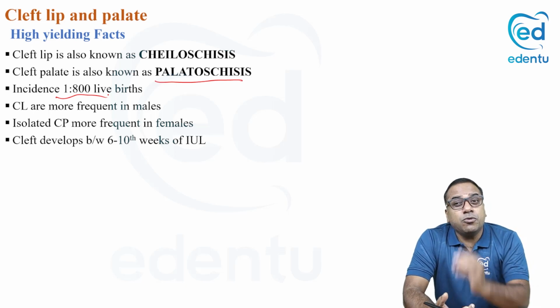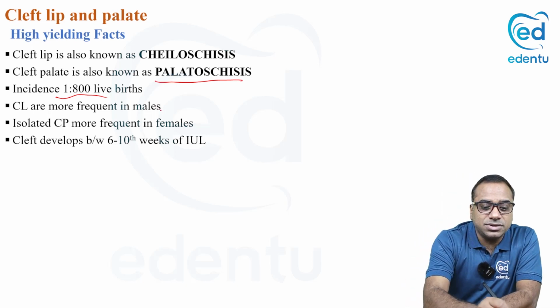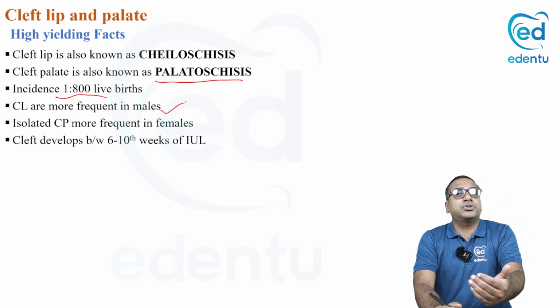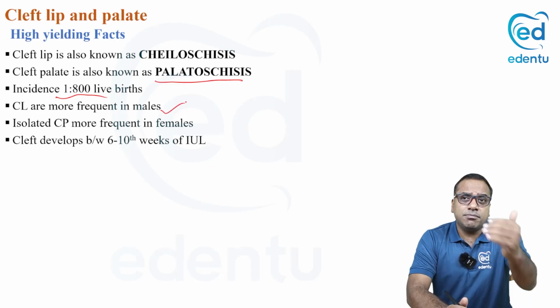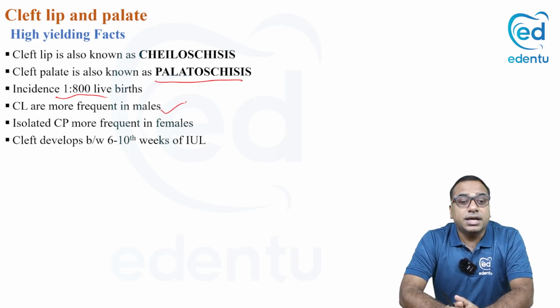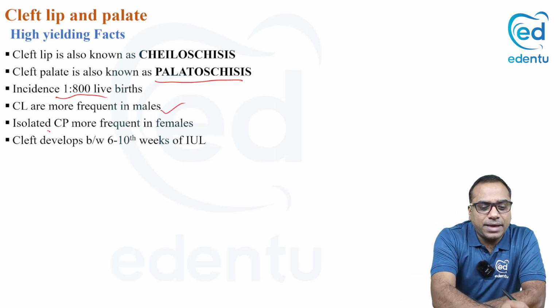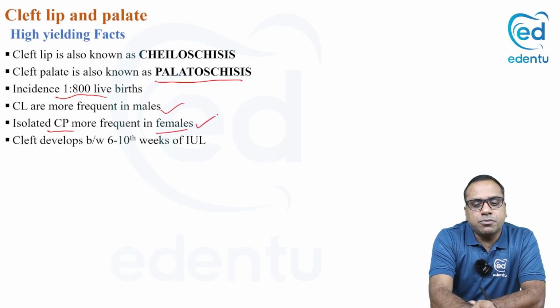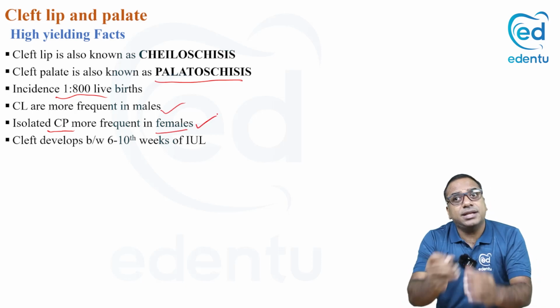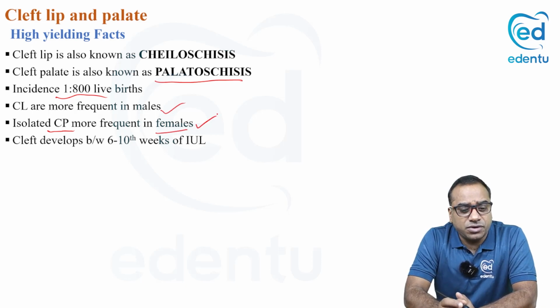And comparing males and females, cleft lip is more common in males. So this is an MCQ. They can give you a question: cleft lip is more common in male, female, both, none, all are equal. Cleft lip is more common in males, and isolated cleft palate is more common in females. So again, this can be made into an MCQ. Four options can be generated over there.